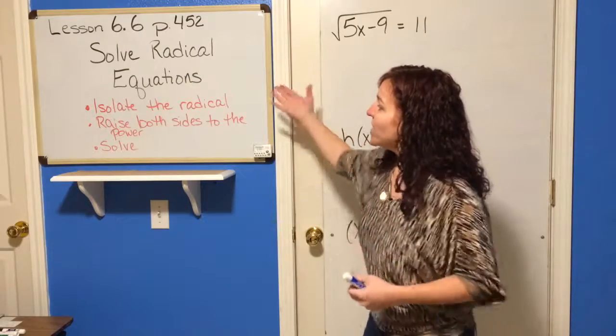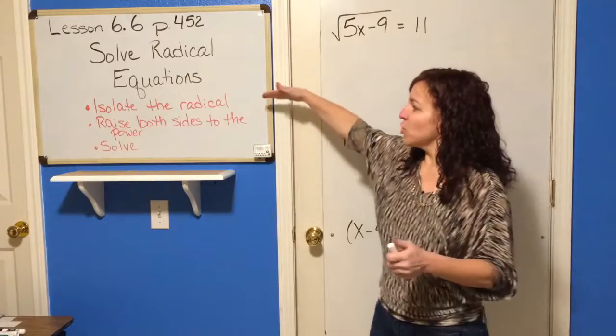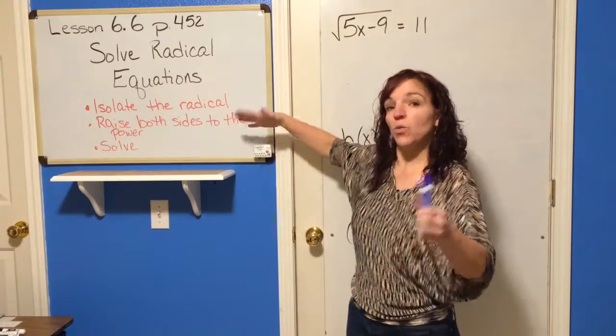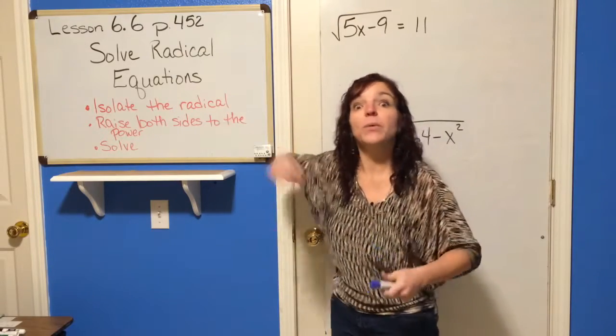So, once again, you're going to isolate the radical. Then once you isolate the radical, you're going to raise both sides to the power to get rid of the radical and then solve. So it's a three-step process. I'll show you. Here we go.